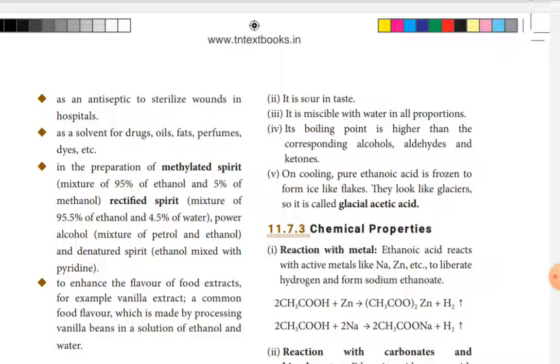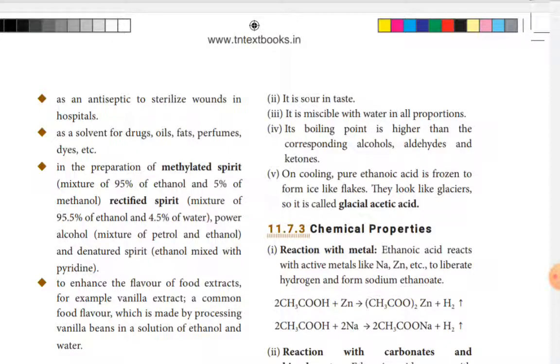Then methylated spirit. These things will be asked in objective or 1 mark questions. What is the composition of methylated spirit? It is a mixture of 95% ethanol with 5% methanol. 95% ethanol and 5% methanol is called methylated spirit. Then rectified spirit, whose composition is 95.5% ethanol and 4.5% water. The next one, power alcohol. What is called power alcohol? It is a mixture of petrol with ethanol. And denatured alcohol, that is ethanol mixed with pyridine.